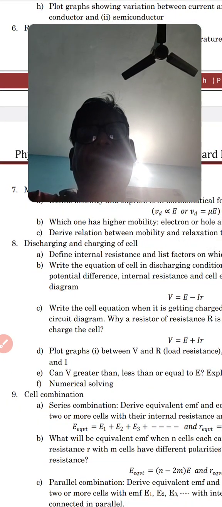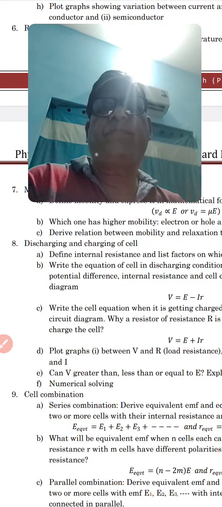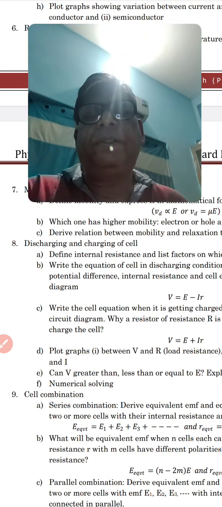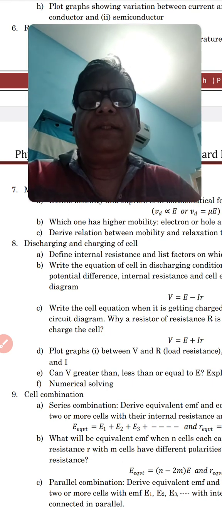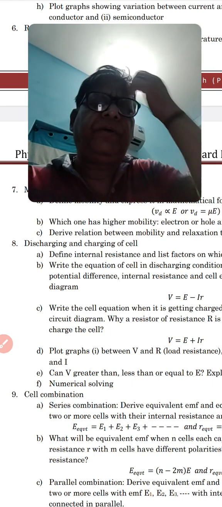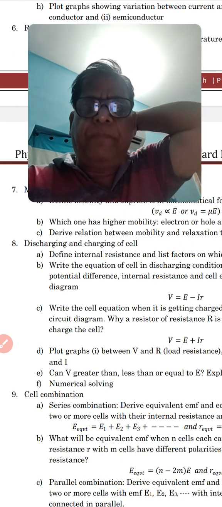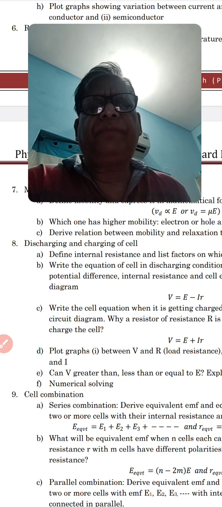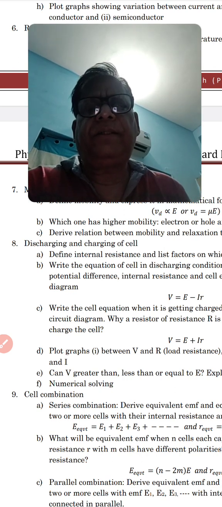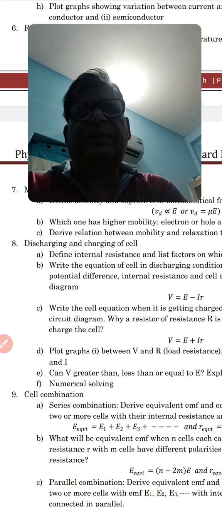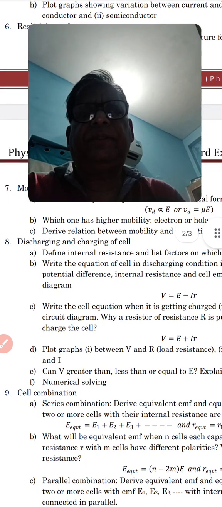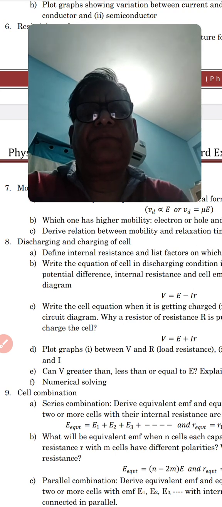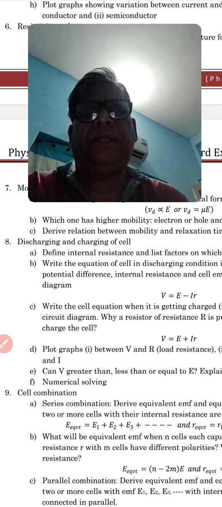Discharging and charging of a cell. For discharging, the potential difference or terminal potential is V equal to E minus Ir. E is the EMF of the cell, and r is the internal resistance. This is the equation for discharging; when a cell is being charged, V equal to E plus Ir.